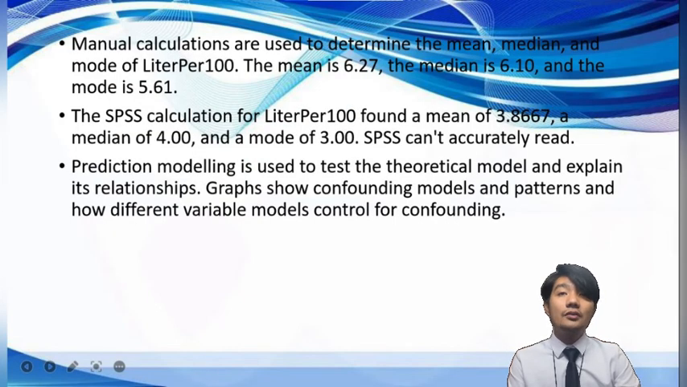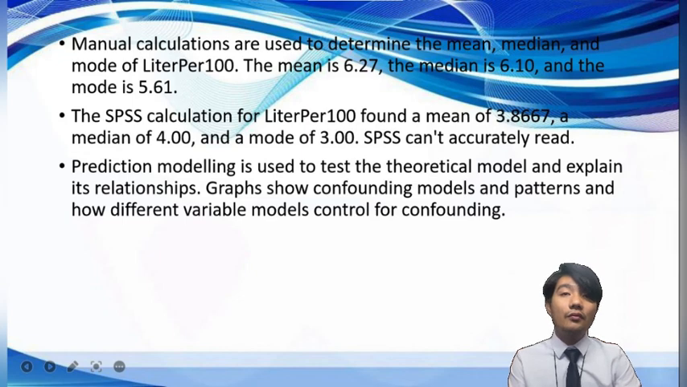Manual calculations are used to determine the mean, median and mode of liter per 100. The mean is 6.27 and the median is 6.10. The mode is 5.61. The SPSS calculation for liter per 100 found a mean of 3.8667, a median of 4.00 and a mode of 3.00. SPSS can accurately read. Prediction modeling is used to test the theoretical model and explain its relationship.